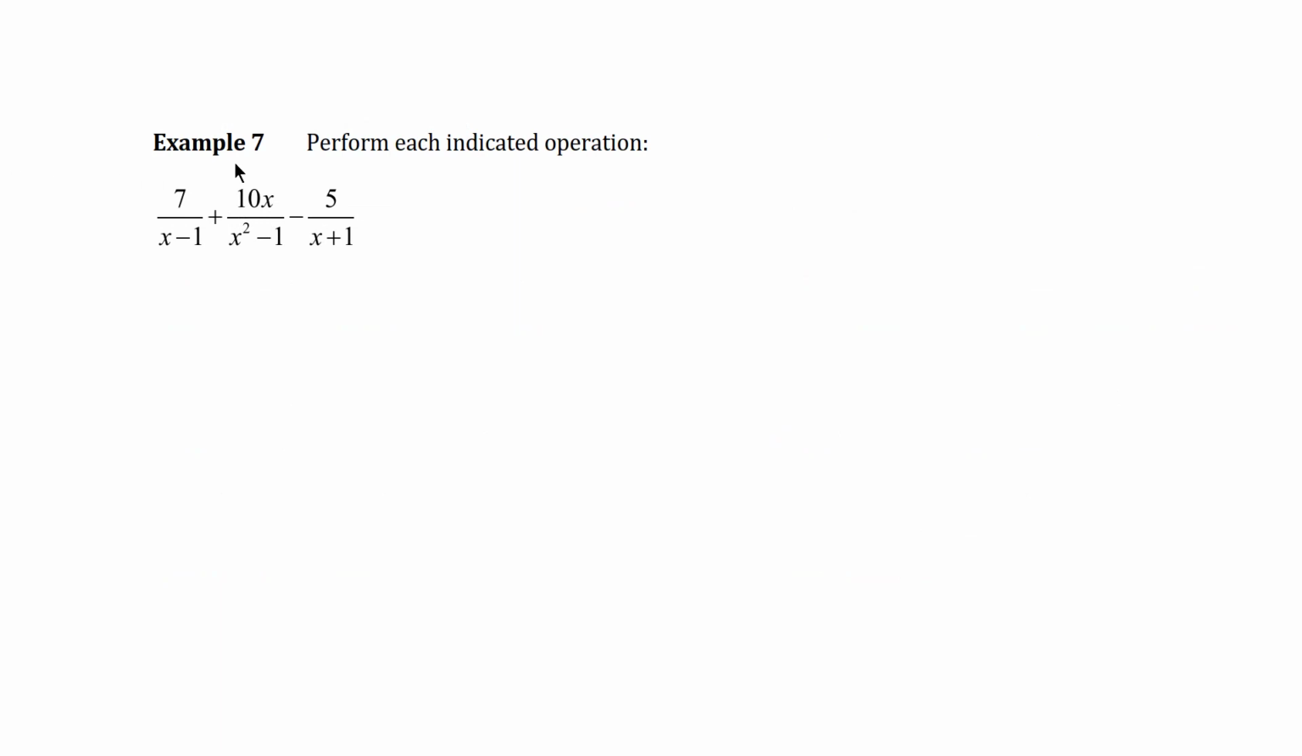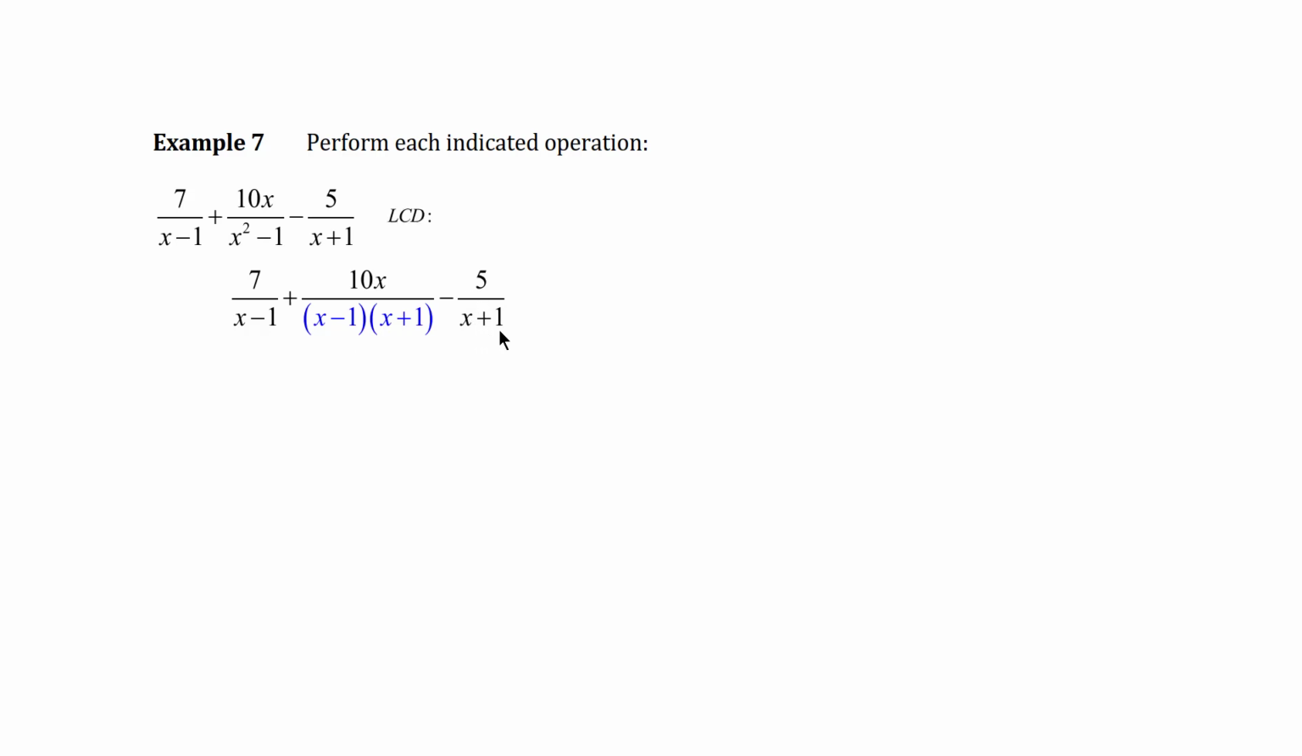Next, we have example number 7. Perform each indicated operation. We have 7 over x minus 1 plus 10x over x squared minus 1 minus 5 over x plus 1. First, we need to factor the x squared minus 1 as a difference of squares and bring down the rest of the terms. The result is 7 over x minus 1 plus 10x over (x minus 1)(x plus 1) minus 5 over x plus 1.